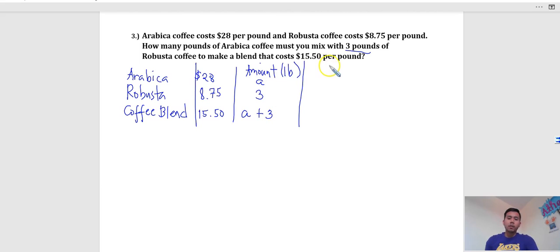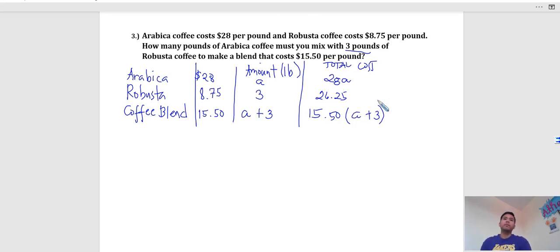And on the last one, this is the total cost. For Arabica, the total cost is, of course, $28 per pound, so 28A. And then for Robusta, that's 8.75 times 3, which is 26.25. And then for the coffee blend, that is $15.50 multiplied by the amount, which is A plus 3.